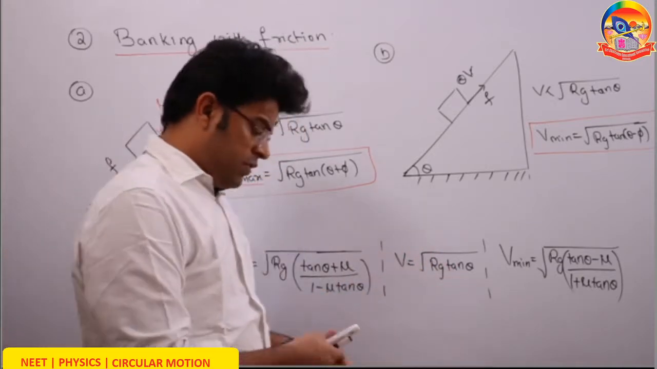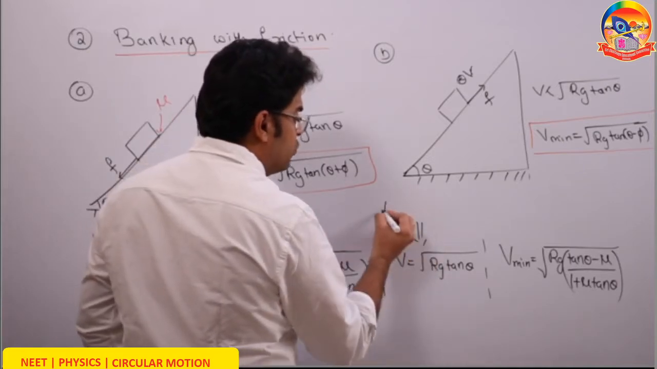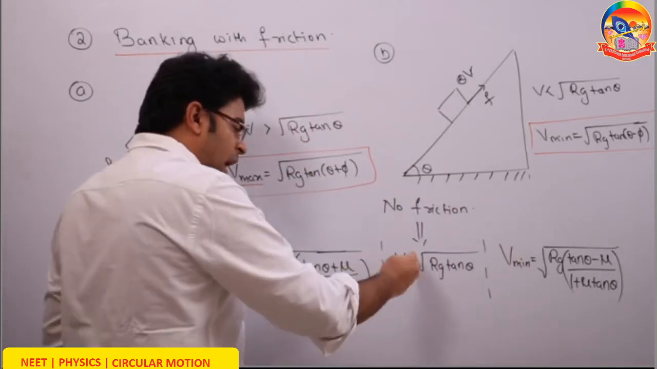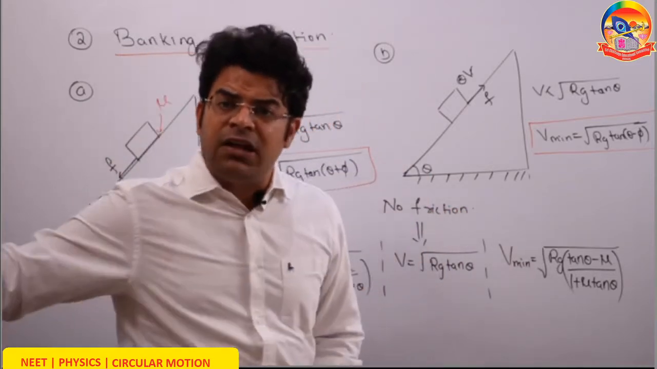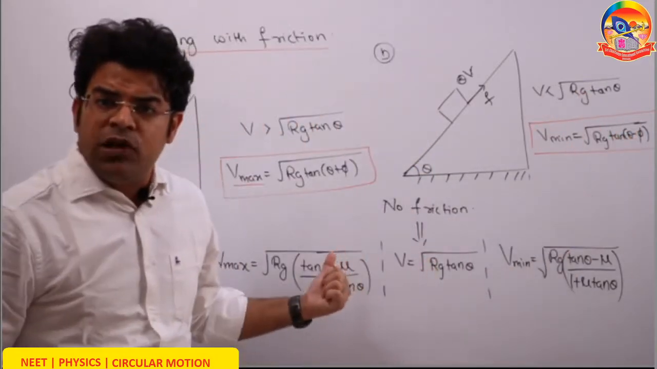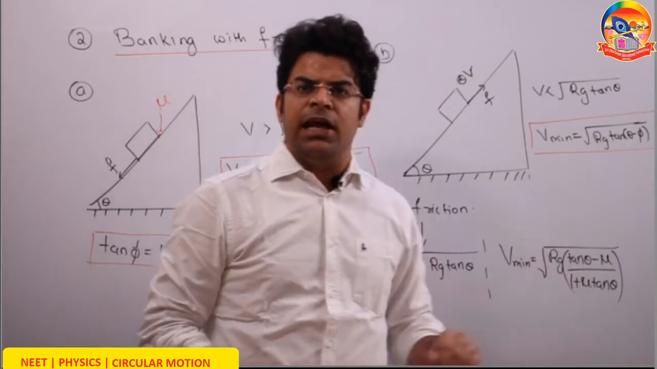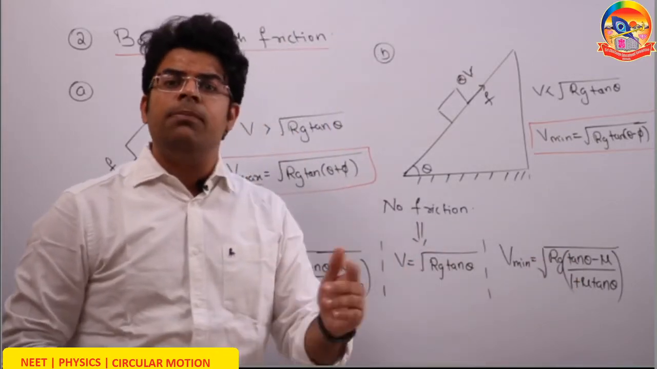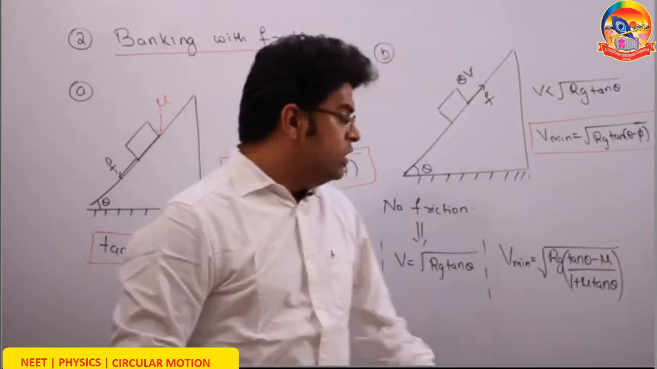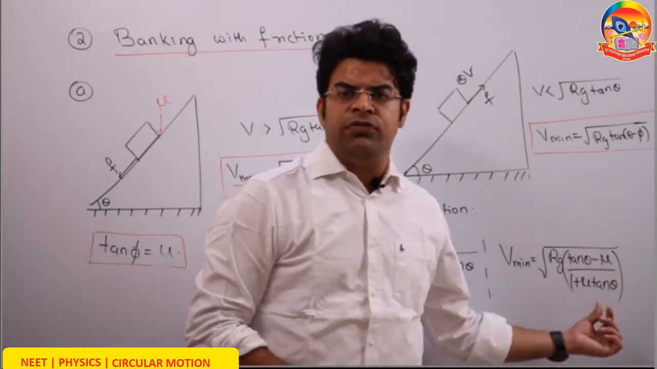For no friction, this is the speed at which the car should go for no friction force to act: under root of Rg tan theta. And the minimum possible speed at which the car can take the turn without sliding is under root of Rg tan (theta minus phi). Just like we write tan of (A plus B) as (tan A plus tan B) upon (1 minus tan A tan B), we can write tan of (A minus B) as (tan A minus tan B) upon (1 plus tan A tan B). So here you get (tan theta minus mu) upon (1 plus mu tan theta), and again in the denominator, in place of tan phi, I have written mu.